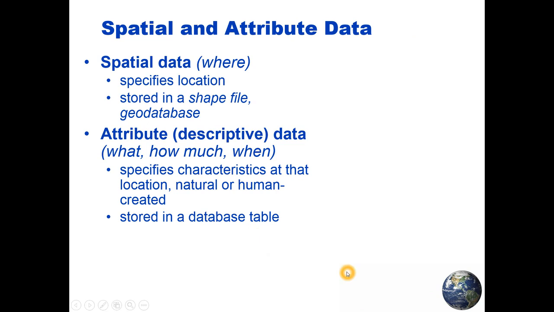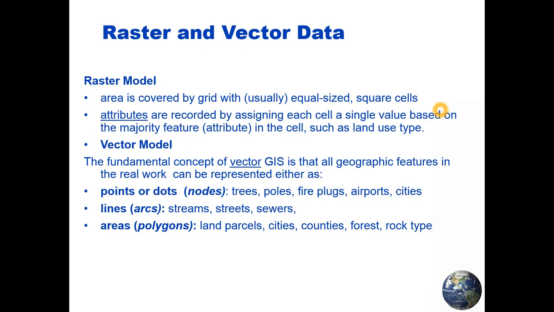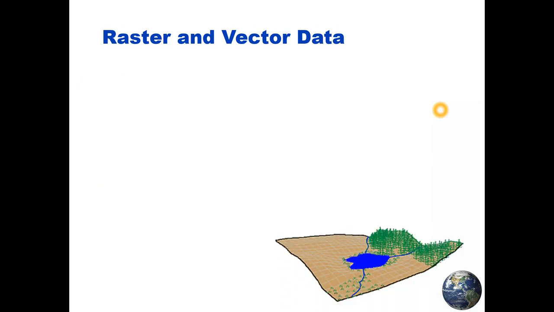Another representation of GIS data is spatial and attribute data. Spatial data answers the question of where, regarding location here, whereas attribute data represents questions about how, when, and what. Raster and vector data representation is another key model in a GIS.